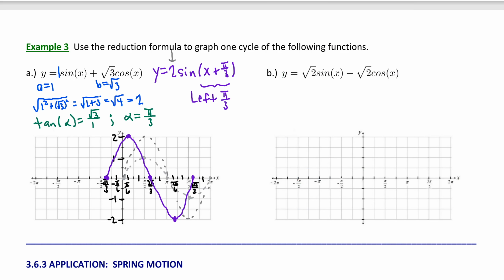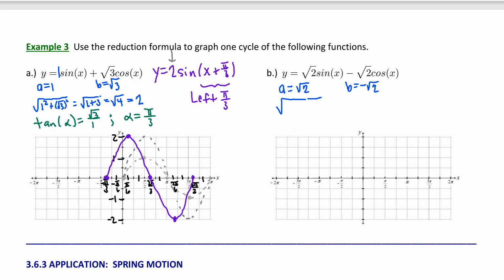Let's try example B. This time we have the difference between a sine and a cosine, and we're going to use the reduction formula to condense this into a single sine wave. So first notice that A is equal to the square root of 2, that's the coefficient of sine, and B is equal to negative square root of 2, the coefficient of cosine.